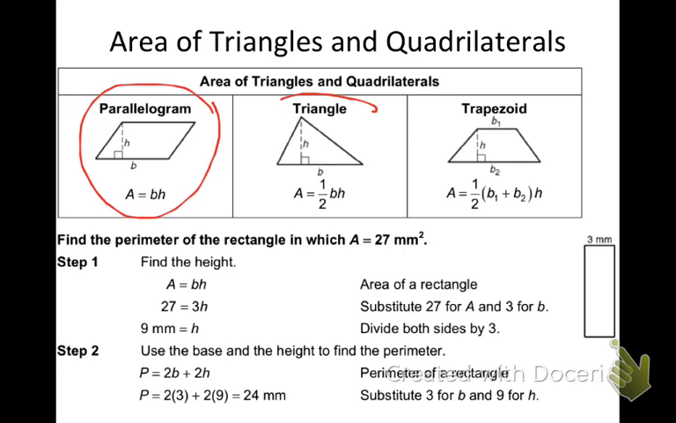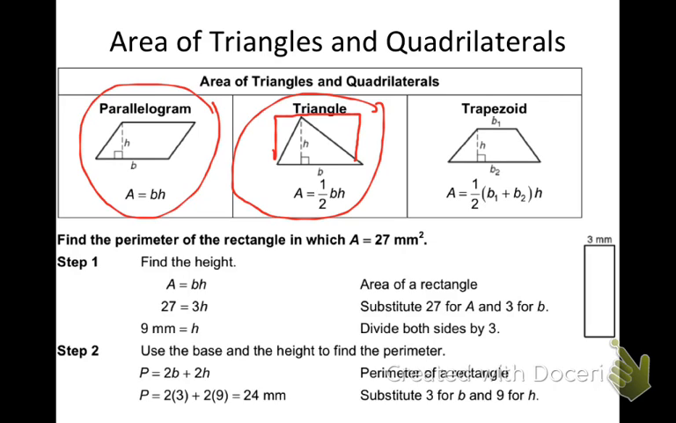Second one is a triangle. Triangle is area equals 1/2 the base times the height. Can anybody tell me why it's 1/2? Why is there a half included? Half of a parallelogram, a rectangle. Nice job. If I close that over there, I get a rectangle. Well, that triangle fits in half of that, so that's where we get it.